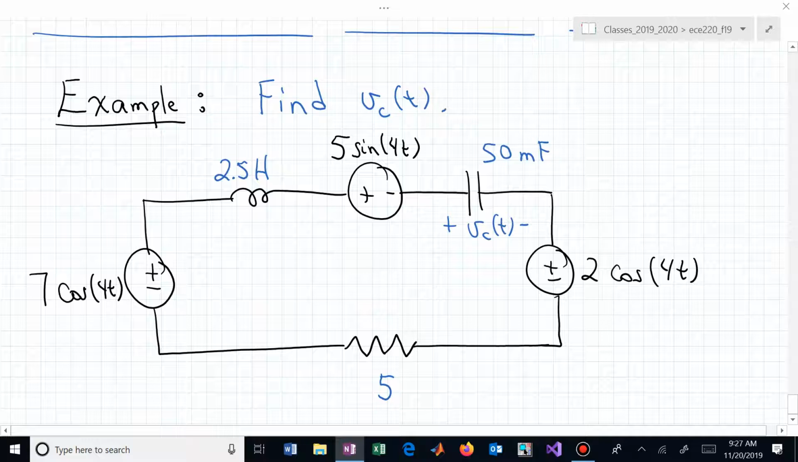Giving you a little time to sketch and think. How are we going to approach this problem? Any thoughts?